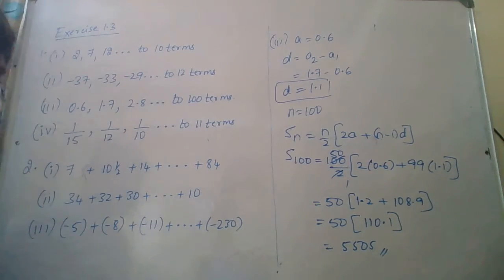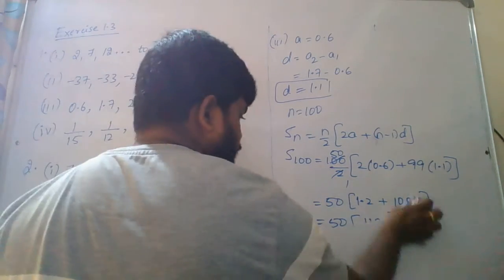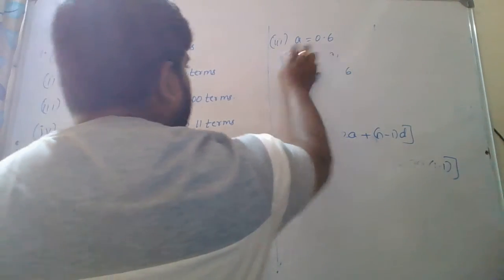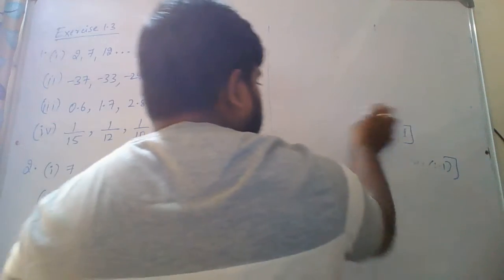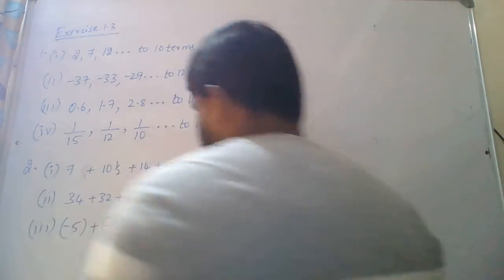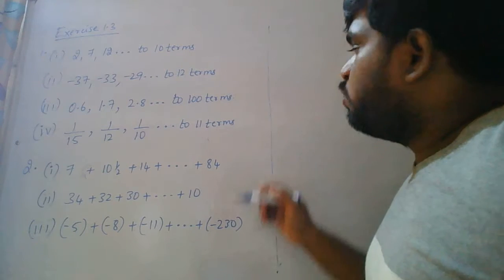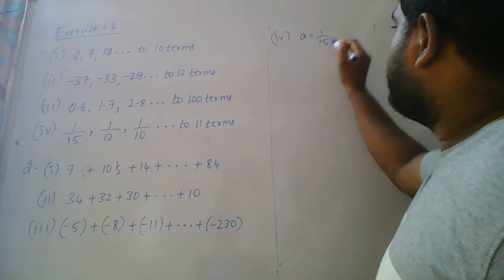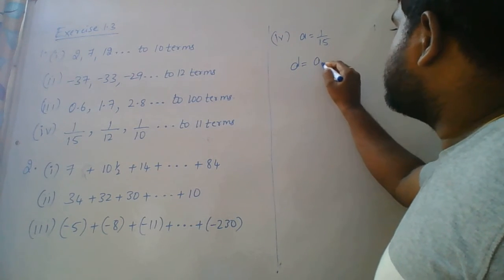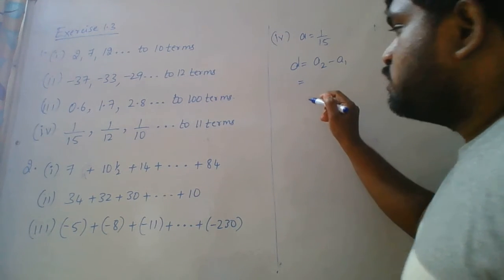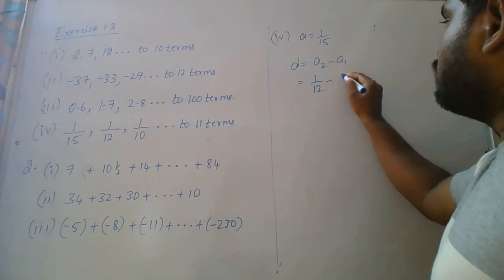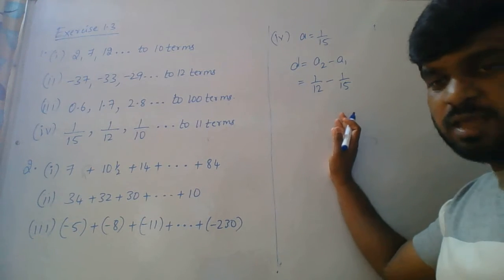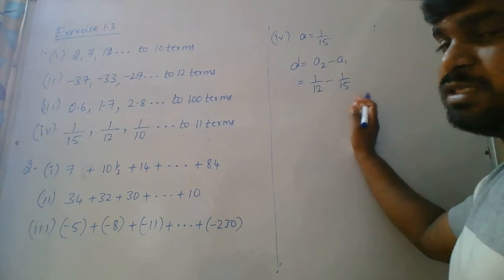Okay, let's get into the next problem then. So in the next problem, as usual, A value, D value. Let's find A value and D value initially. A value is 1 by 15. Let's find D value, which is second term minus first term. Second term is 1 by 12 minus 1 by 15. As you can see here, the denominators are not same, so we have to make them same using LCM. LCM of 12 and 15.